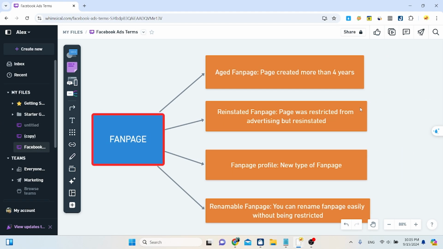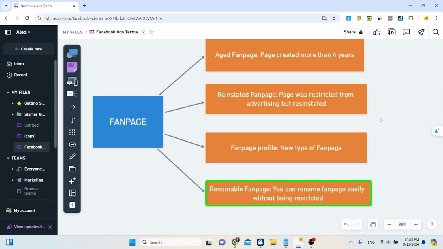Next are the terms about Fanpage. Old Fanpage is a page that was created a long time ago, at least 4 years or more, similar to a Facebook account. The older the page, the more expensive it is. Resistant Fanpage is a type of page that Facebook restricts advertising but then resists. Profile Fanpage is a new type of Facebook fanpage. Almost all newly created Facebook fan pages are of this type. There is also a type of fan page that guarantees to change the name, meaning that you can buy a page about changing name freely, no worries about being limited by Facebook.